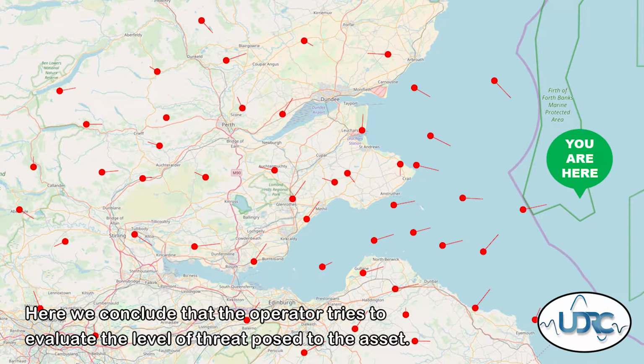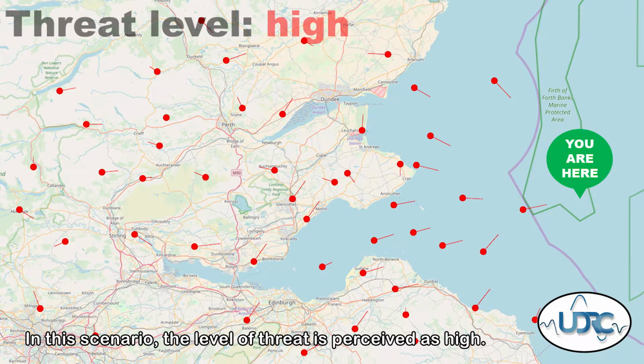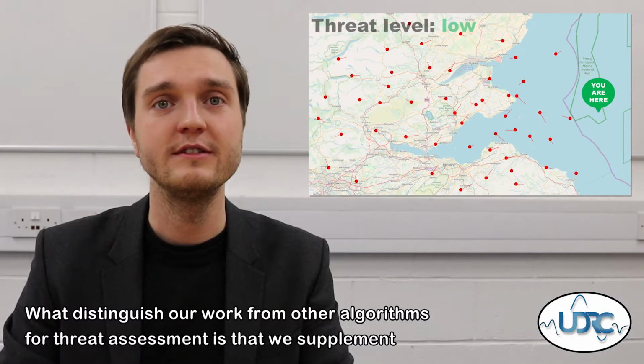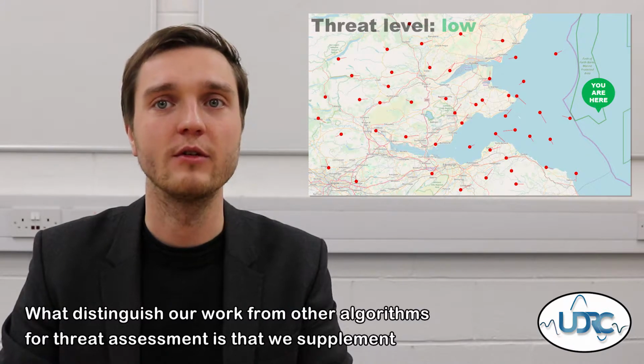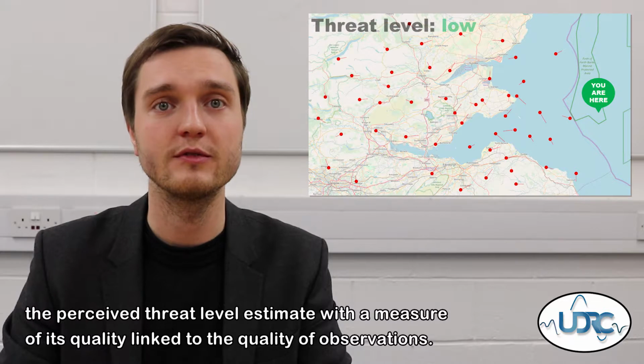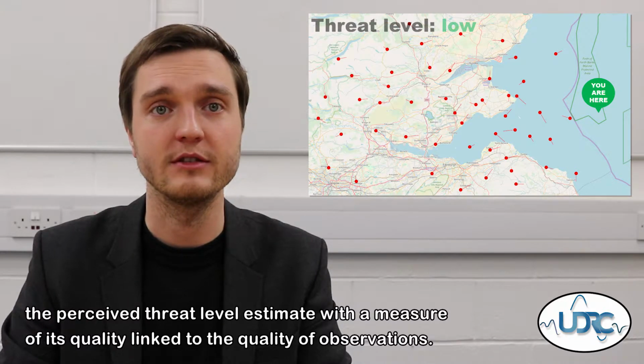Here we conclude that the operator tries to evaluate the level of threat posed to the asset. In this scenario, the level of threat is perceived as high, whereas in this one, the perceived threat level is low. What distinguishes our work from other algorithms on threat assessment is that we supplement the perceived threat level estimate with a measure of its quality linked to the quality of observations.